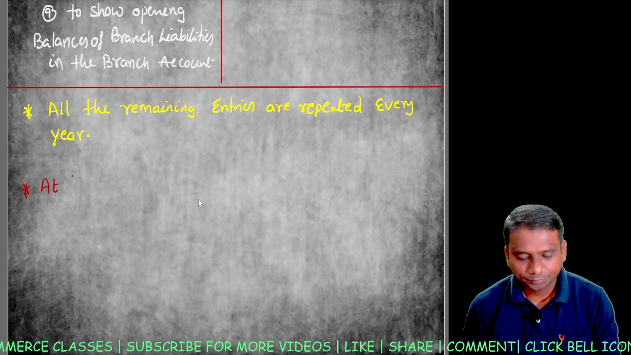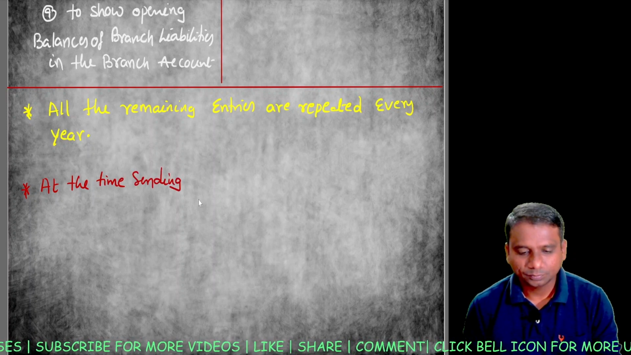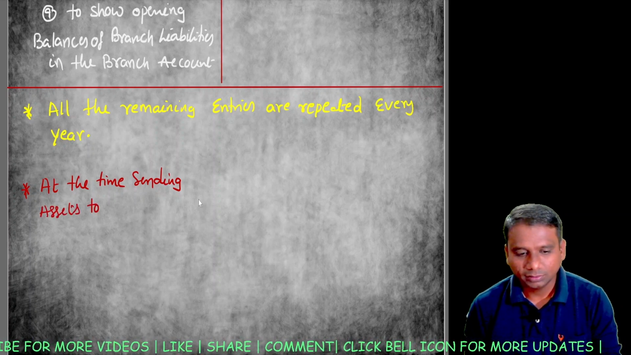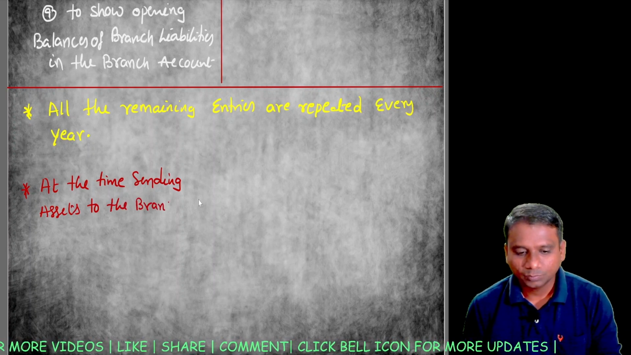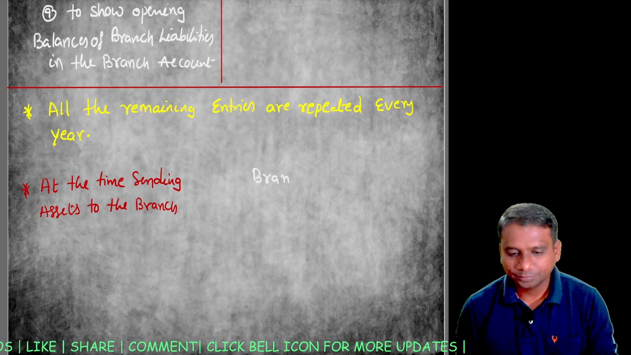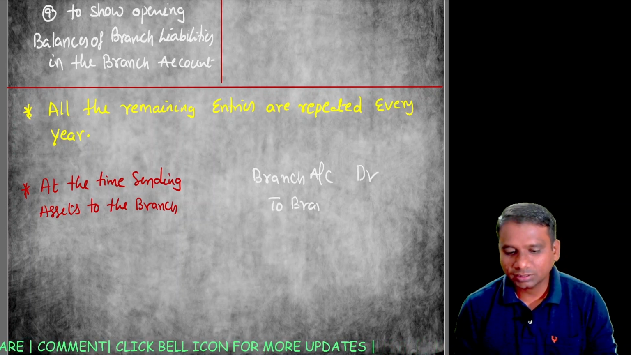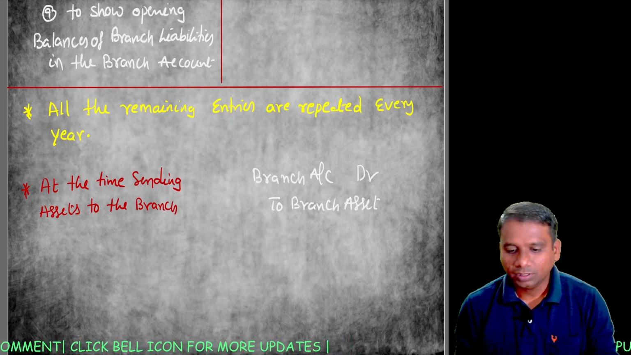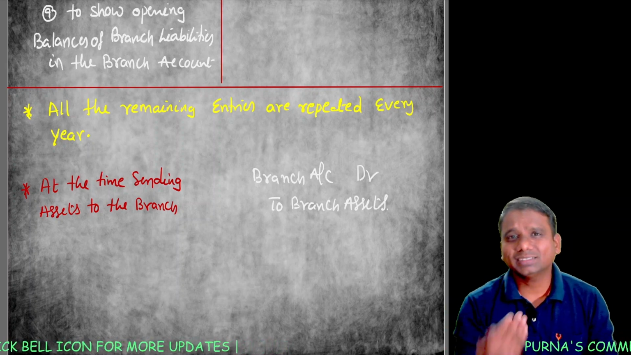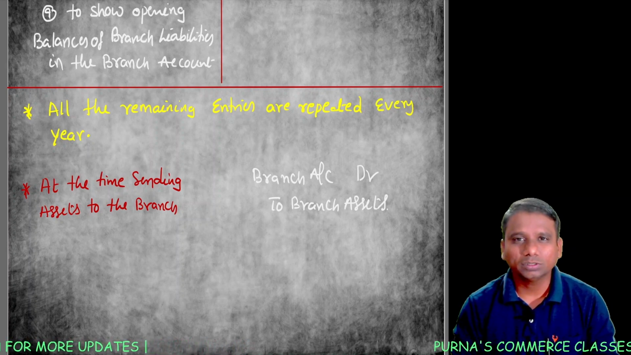At the time of sending assets to the branch, what is the entry we can write? Tell me. Branch account to debit to branch assets account. At the time of purchase of asset, we debited branch assets account. Now these assets we are sending to the branch. So asset is going out, credit.